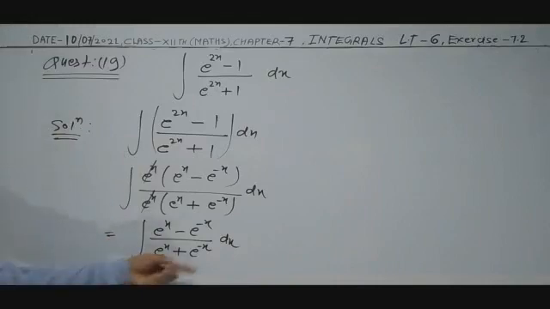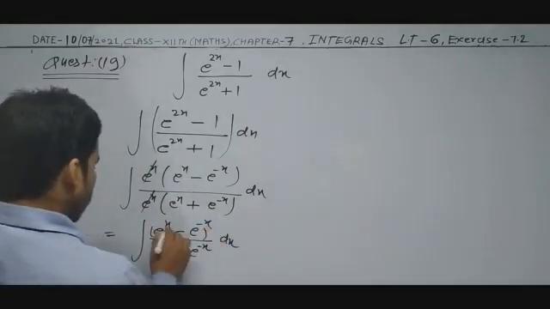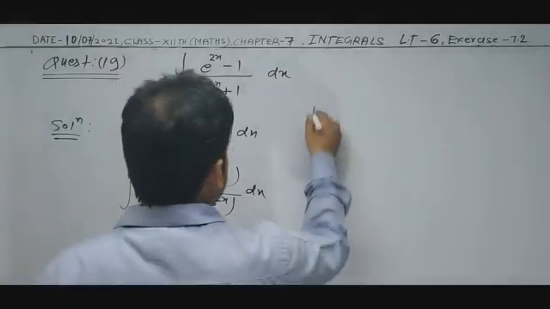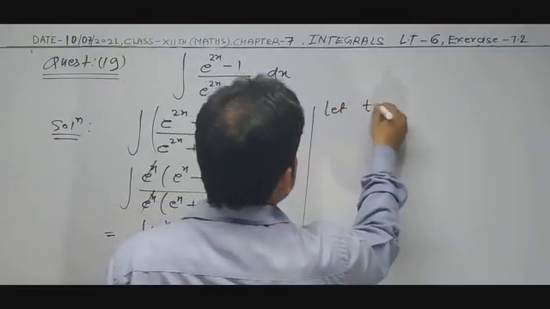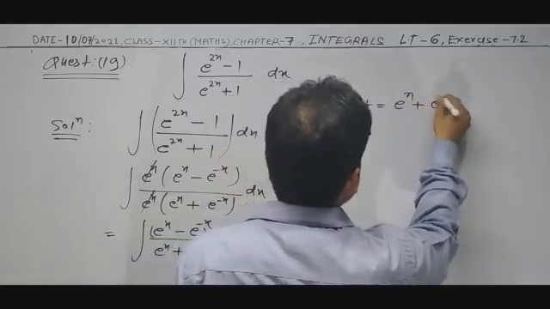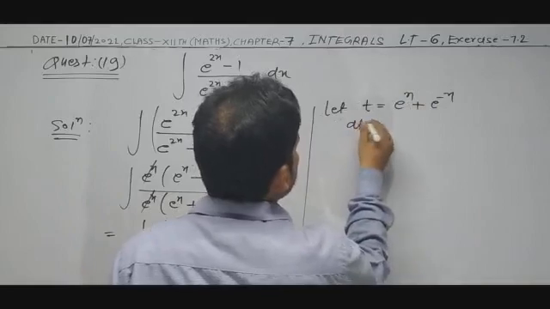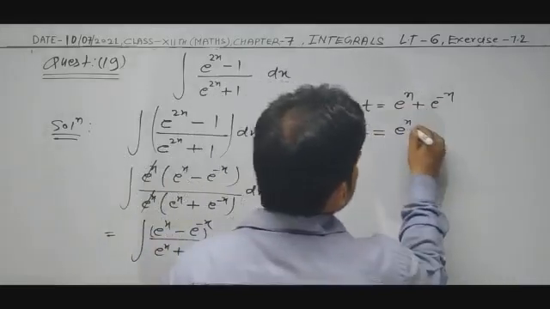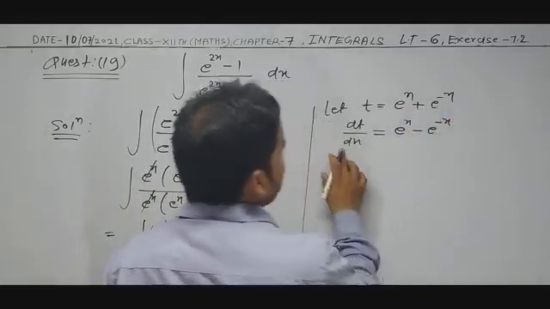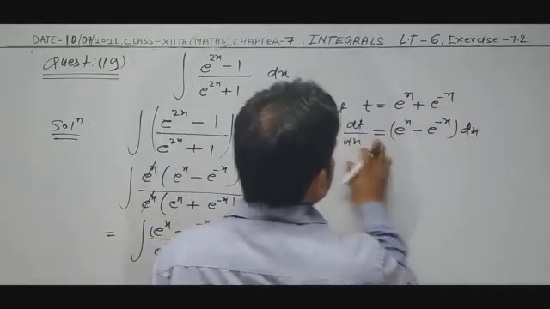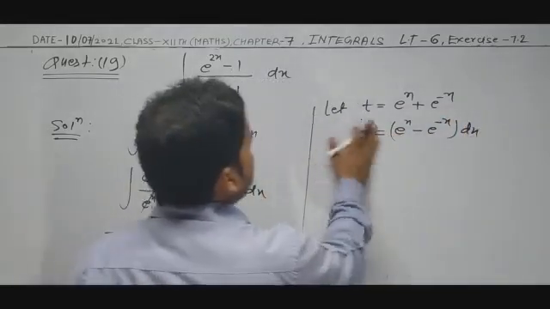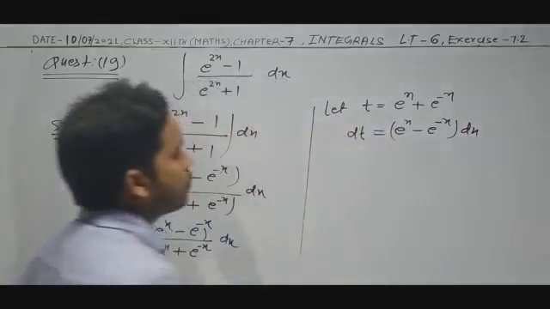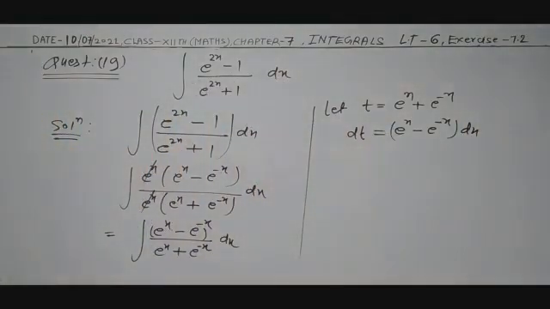In this integration, when you consider e to the power x plus e to the power minus x as t, then you will get the result for dx. So let t is equal to e to the power x plus e to the power minus x. Now dt by dx: this differentiation is the same and this differentiation will be minus e to the power minus x, and dx will transfer to the right. So the result will be dt is equal to e to the power x minus e to the power minus x dx. So this is the result of dt.